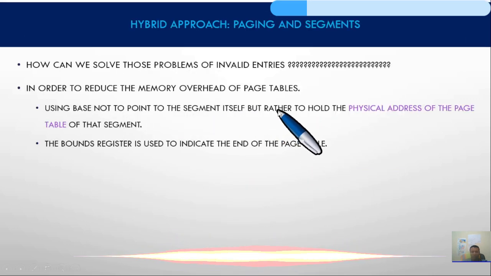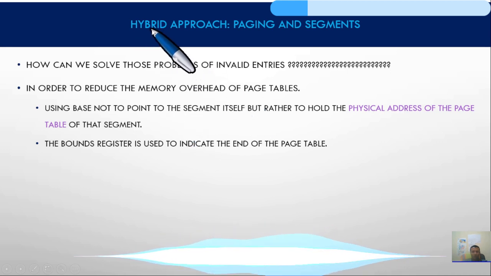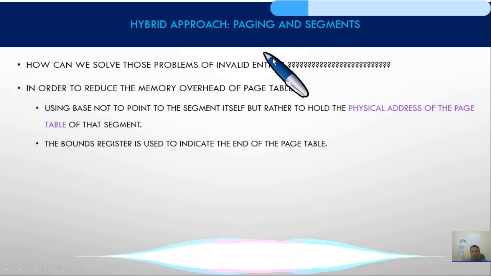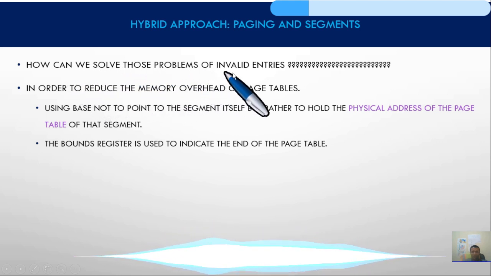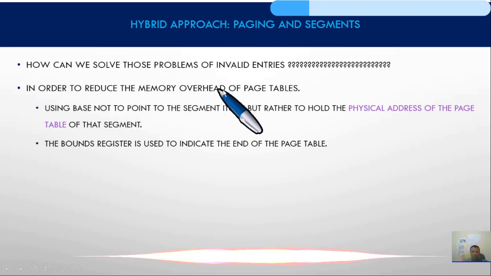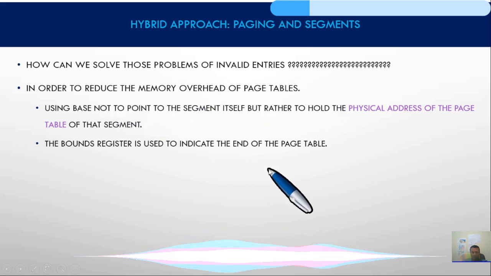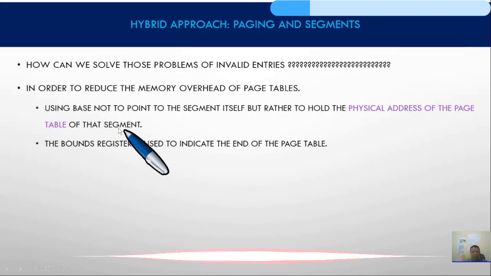So how do we resolve this problem? To alleviate it, we have the so-called hybrid approach, which combines paging and segmentation. Let's see how we can solve this problem of invalid entries in order to reduce the memory overhead of the page table, because these invalid entries are all overhead.